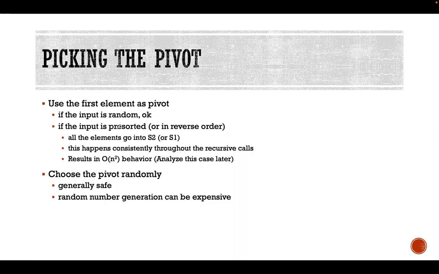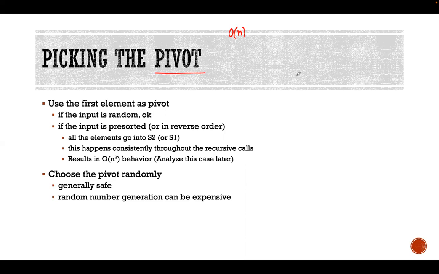But if the input is pre-sorted, or in reverse order, what will happen? All the elements will go into one set. The idea here is that in the partition phase the runtime is order of n. Now how do we pick the pivot? Picking the pivot is going to determine how many times we are going to divide the array into two parts.